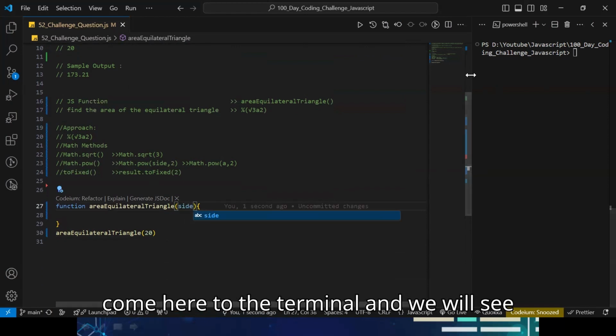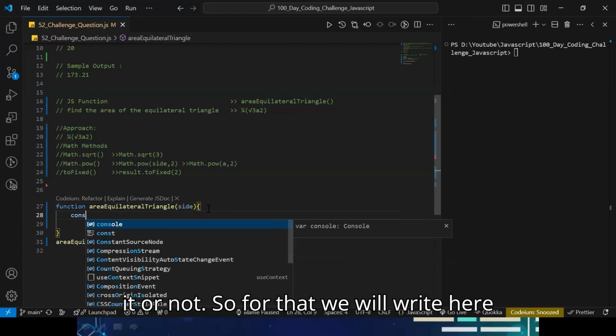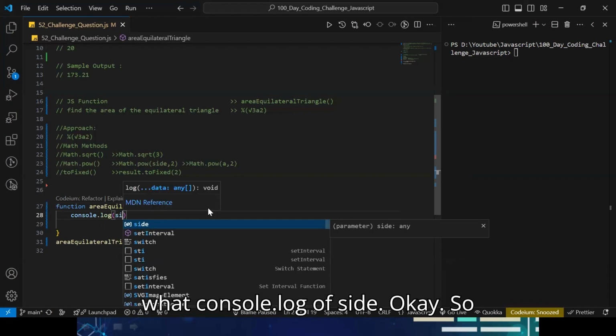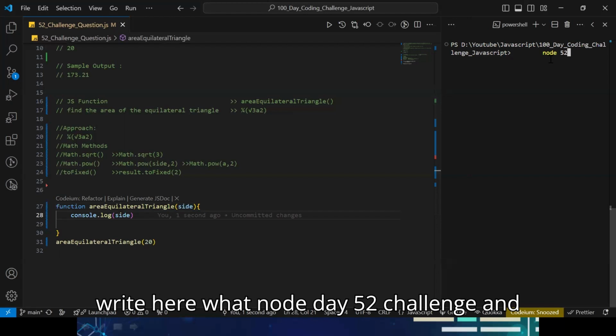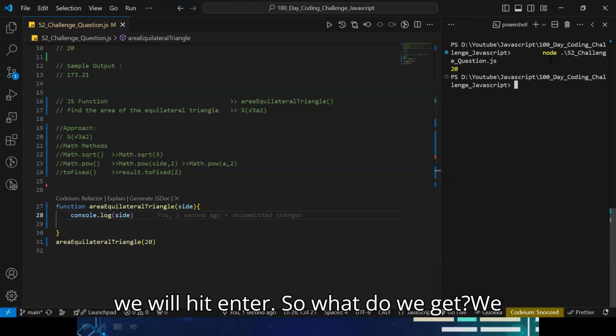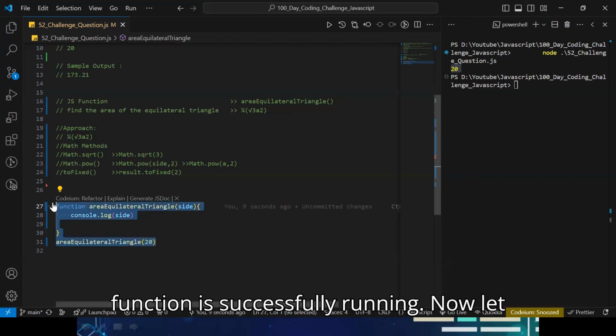Let us come here to the terminal and see whether we are able to execute it or not. For that we will write console.log of side. Let us come to the terminal and write node day 52 challenge, and we will hit enter. So what do we get? We got 20, right? That means this function is successfully running.